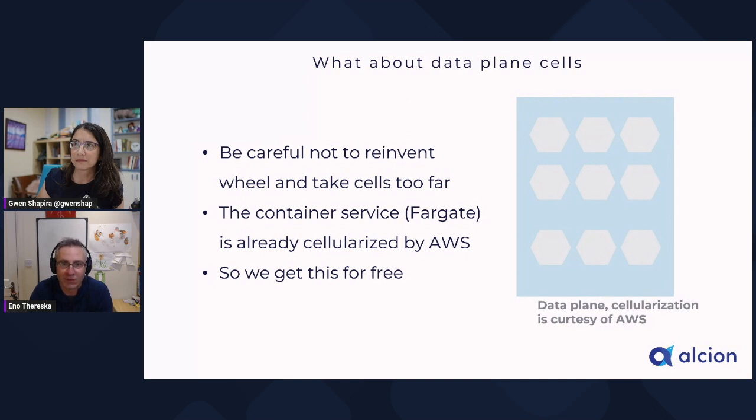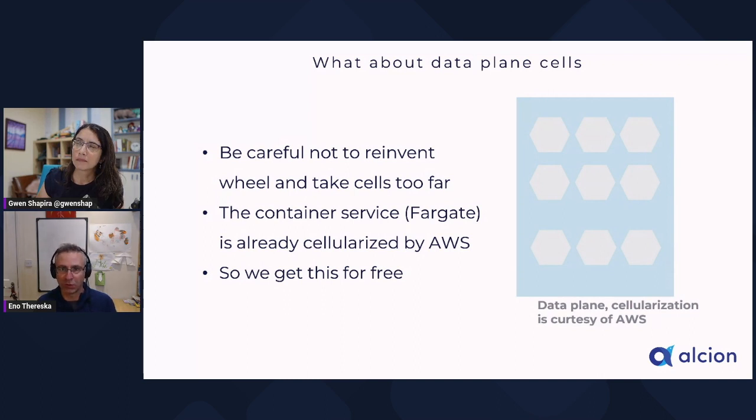The container service, Fargate itself, is already cellularized. Its control plane, and I have a link to that, there is a really nice video that describes it, is already cellularized by AWS. So we get this for free. We should resist the temptation, and the same goes for S3. We should be mindful that in our case, we didn't need to do anything about the data plane. We got the cellularization for free.